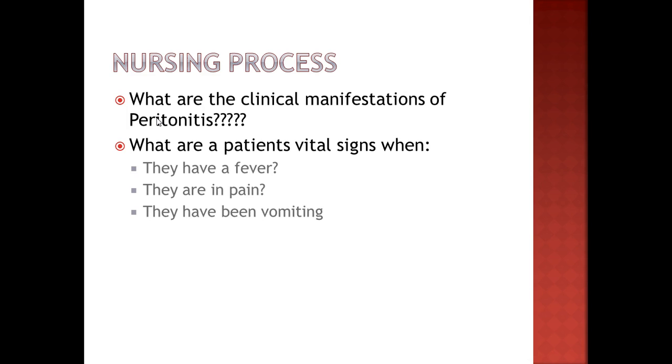Nursing process. Think back of what are the clinical manifestations of peritonitis. Think about what are the patient's vital signs if they have a fever. So if a patient has a fever, they're going to be tachycardic and hypotensive. If they have pain, they may be tachycardic and hypertensive. Have they been vomiting? Because not all peritonitis patients vomit. So think about looking at the patient and identify if the patient has a fever, if they're in pain, or if they're vomiting when you're looking at their vital signs.